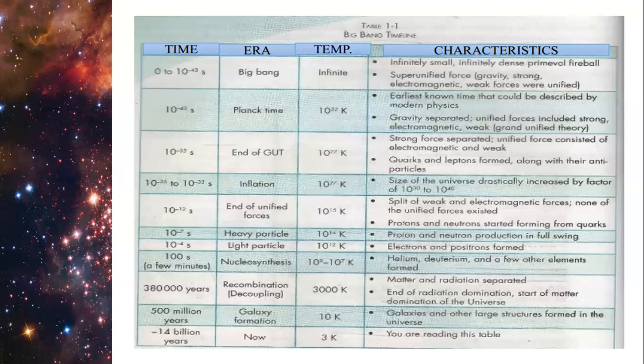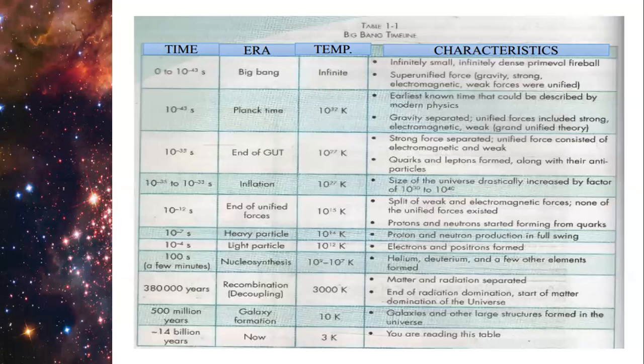In this era, the weak force and electromagnetic force split up and the protons and neutrons begin to form from quarks. In the heavy particle era, or 10 raised to the negative 7 seconds later, the temperature dropped to 10 raised to 14 Kelvin. And there was a full swing production of protons and neutrons. In the era of light particle, or 10 raised to the negative 4 seconds later, the temperature dropped to 10 raised to 12 Kelvin, and electrons and positrons begin to form.